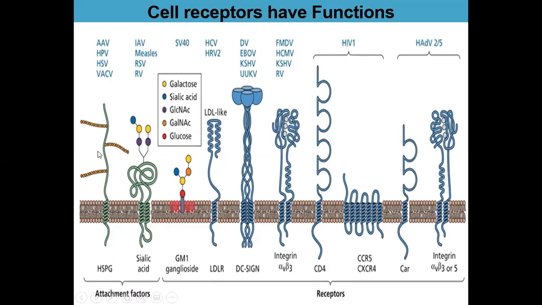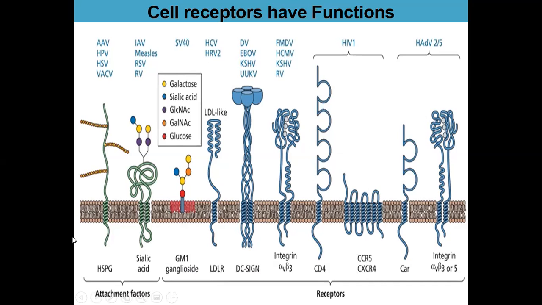on the cell. Here, these are the attachment factors. This is the sialic acid for the flu, and these are the low density lipoprotein receptors. These are for HCV and HRV2. And similarly, for HIV, as I told you, we have two receptors, CCR5 and CD4, and CXCR4 is also a co-receptor.